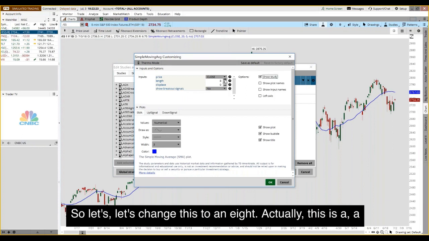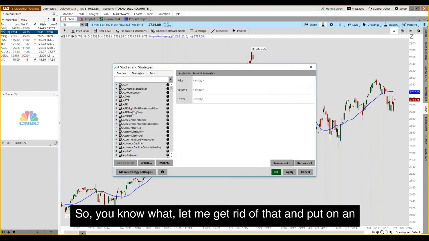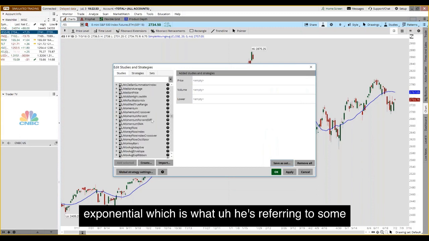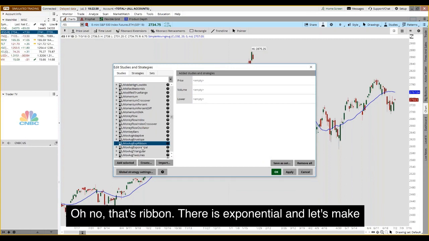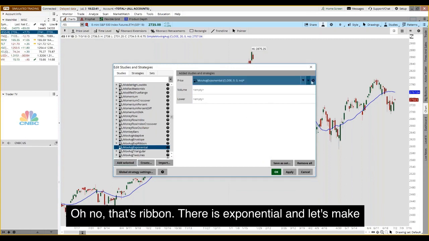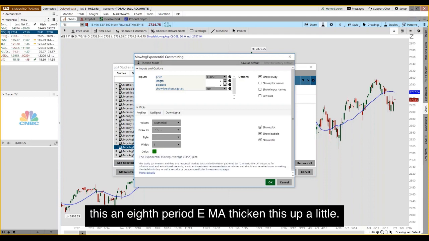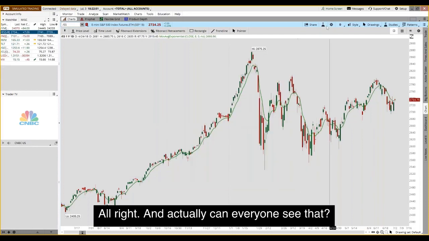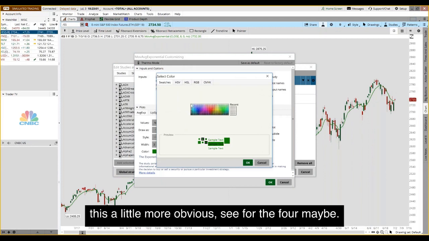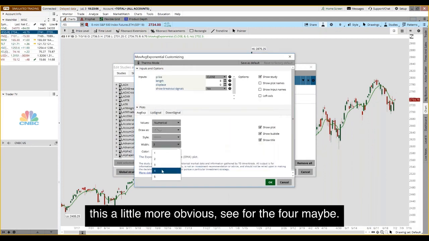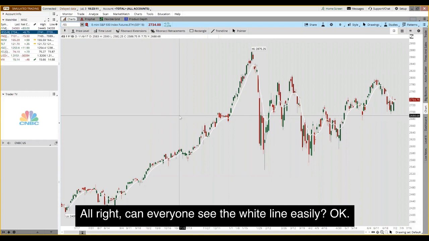So let's change this to an 8. Actually, this is a simple moving average. So let me get rid of that and put on an exponential, which is what he's referring to. So moving average, exponential. Oh, no, that's ribbon. There it is, exponential. And let's make this an 8 period EMA. Thicken this up a little. All right. And can everyone see that properly? I'm going to try to lighten this up and make this a little more obvious. See if we do a 4 maybe. All right. Can everyone see the white line easily?